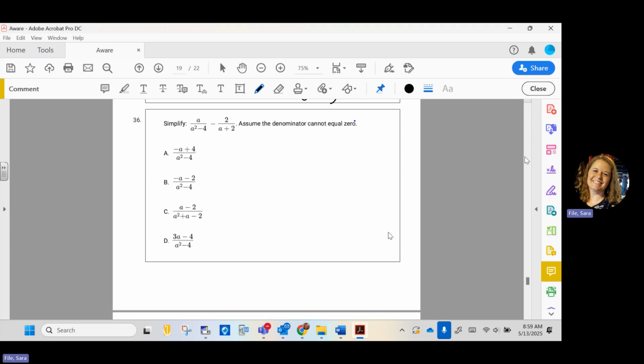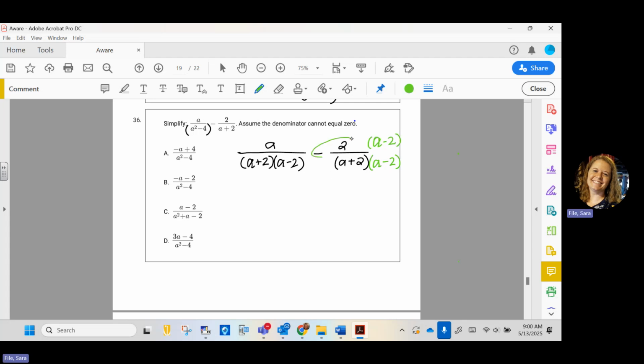Okay, so another subtraction. Adding and subtracting them, we need a common denominator. If you factor this denominator on the left, it's a difference of squares. It's going to be a plus 2, a minus 2. And the one on the right, there's nothing to factor. So this is what we've got. Now looking, they both have a plus 2 as a factor. So to get a common denominator, I just need to multiply this side by a minus 2 so that these will be the same.